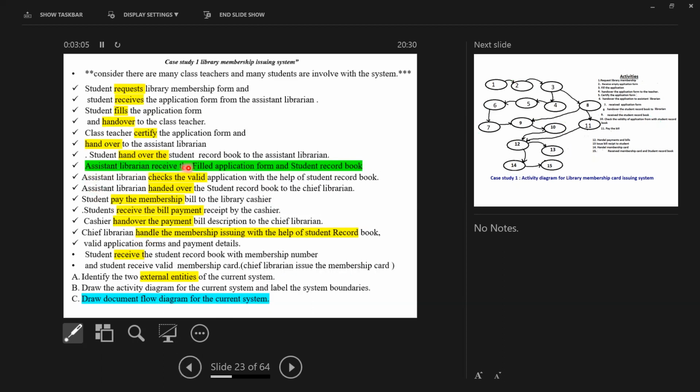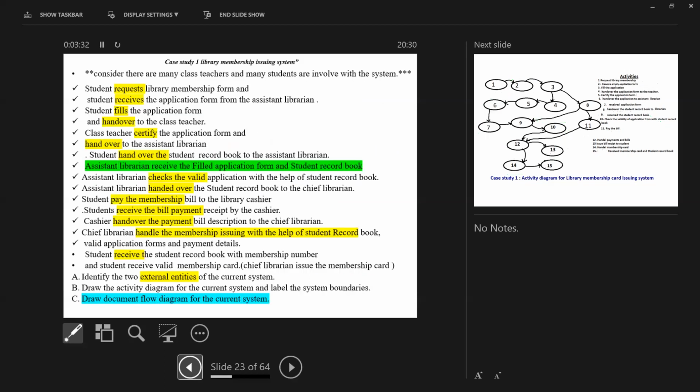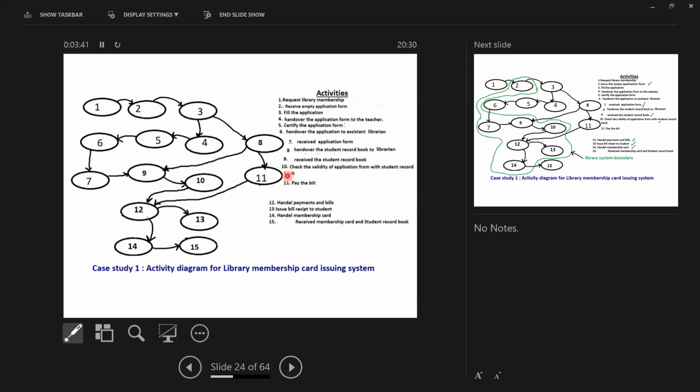Then number 7. Assistant librarian receive the filled application form and the student record book. Assistant librarian receive the application form, and here hand over the record book. I have taken the 8th one, hand over the record book, and here assistant librarian receive the record book and the filled form. 8 and 9. Then assistant librarian check the valid application with the help of student record book.